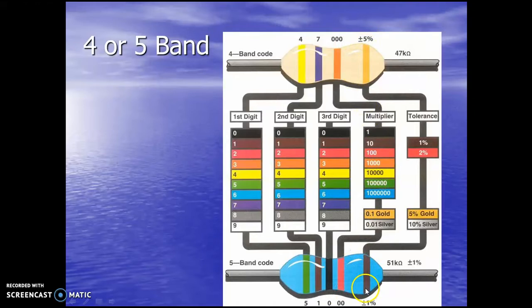Then our precision resistor down at the bottom has 4 bands, a 5, a 1, a 0, 2 more zeros, plus or minus 1%.